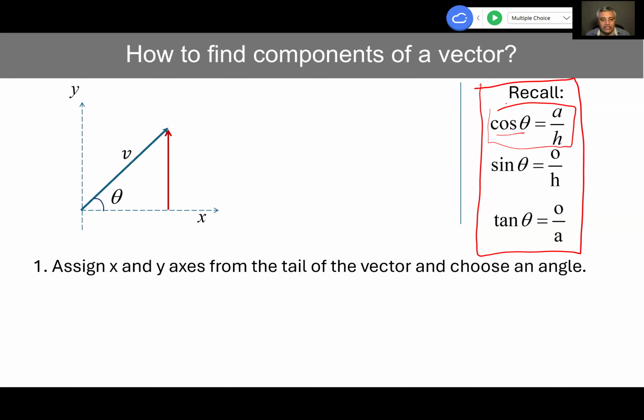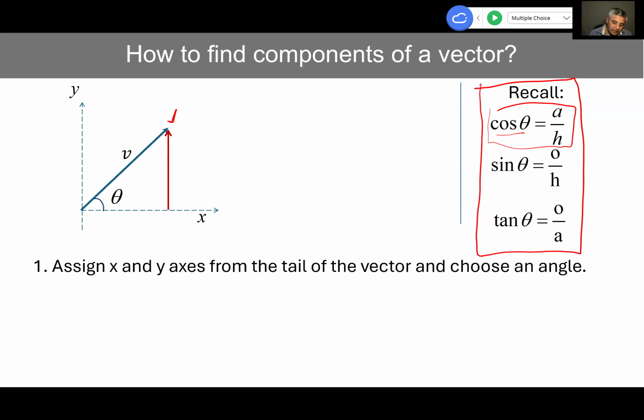A right triangle is a triangle that has at least one angle of 90 degrees, just like we saw over there. And if we are given a vector, we can make a right triangle out of that. So we make that given vector the hypotenuse of the right triangle, and then we draw two sides that are perpendicular to each other. Those two sides turn out to be what we call the components of that vector, okay?